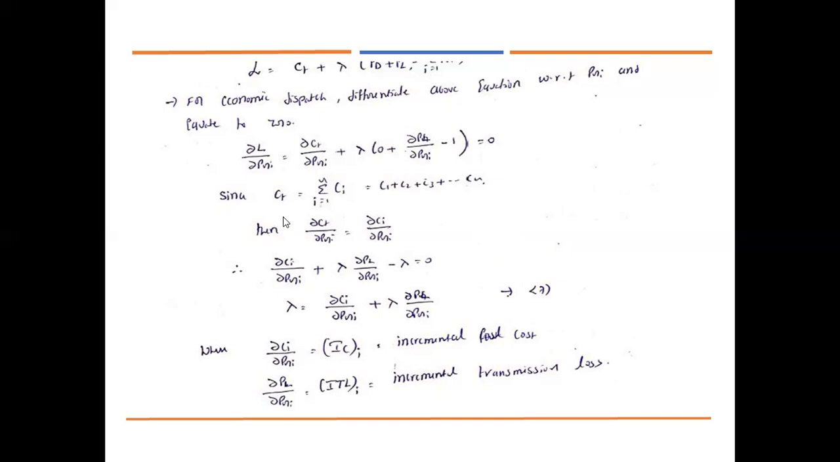From this we will get dou Ci by dou Pgi plus lambda into dou PL by dou Pgi minus lambda equals 0. Finally, lambda equals dou Ci by dou Pgi plus lambda into dou PL by dou Pgi. This is equation number 7. Here dou Ci by dou Pgi is nothing but the incremental fuel cost, and dou PL by dou Pgi is the incremental transmission loss. In short, I consider the incremental fuel cost as ICi, and the incremental transmission loss as ITL.